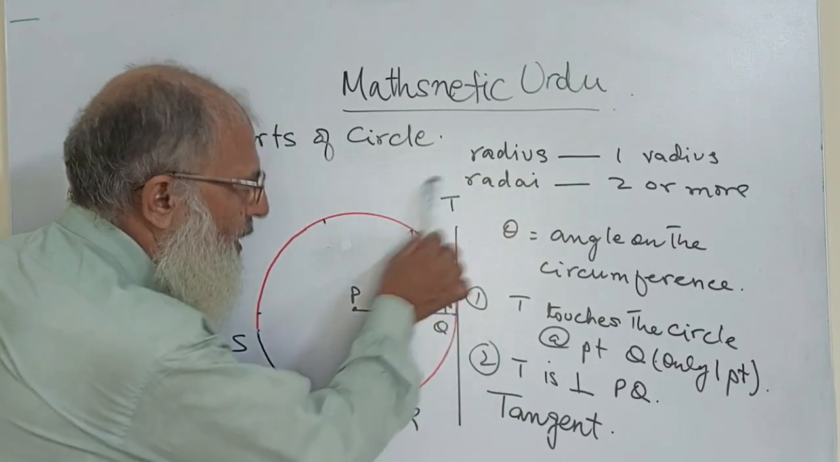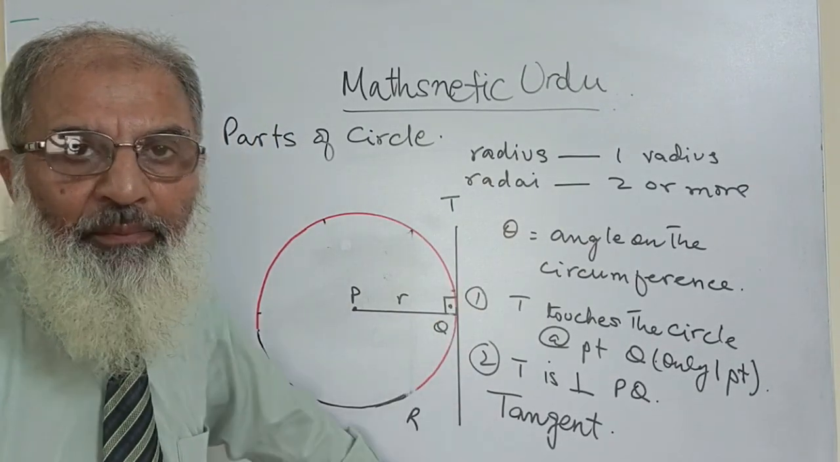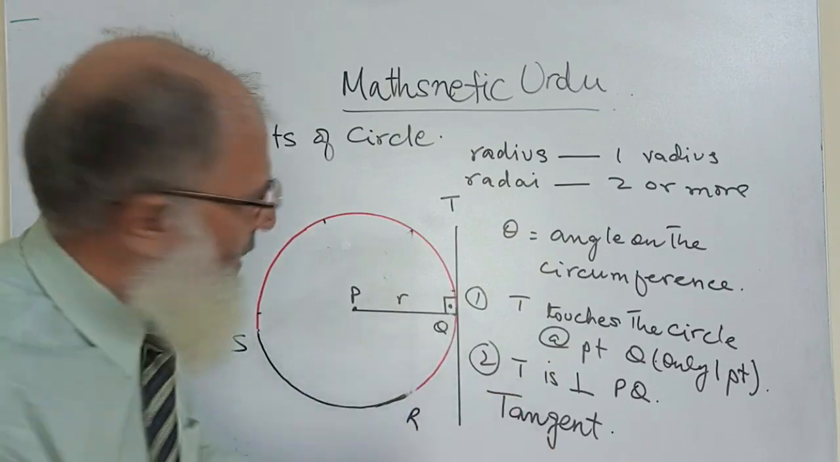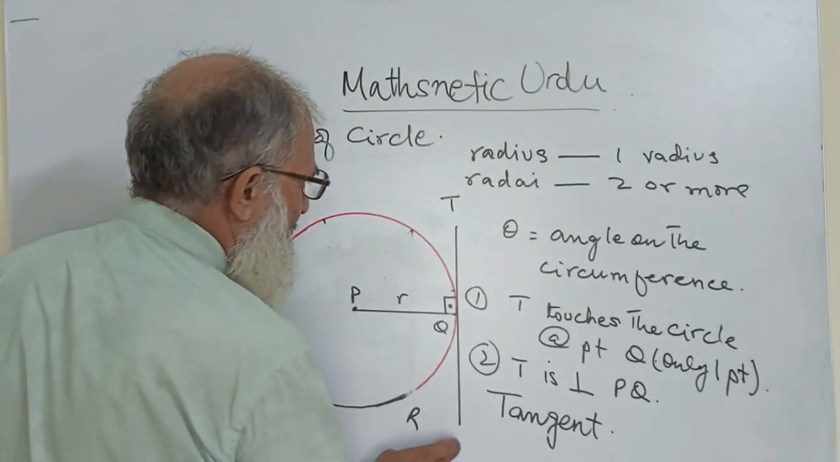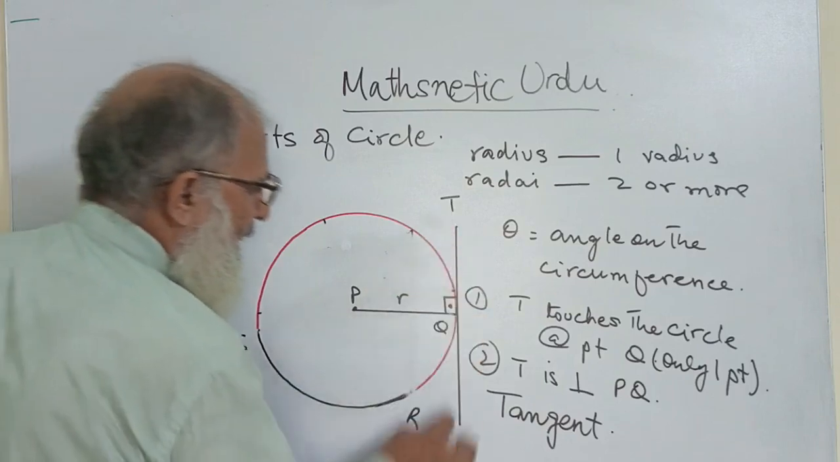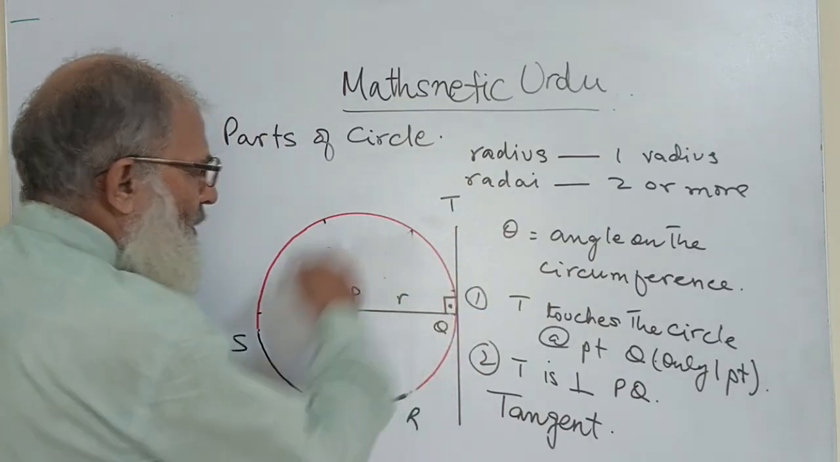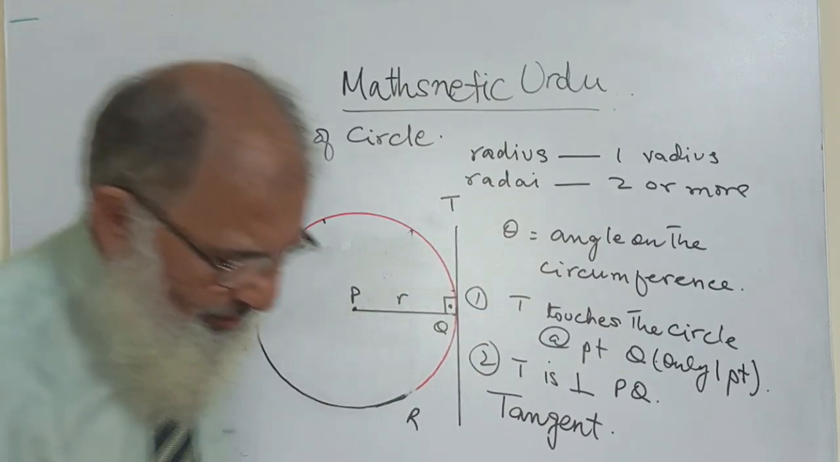So there is a question ahead of us which is coming as a tangent, but remember that this is not the part of the circle. This is not the part of the circle, but it is the allied thing which always comes with the circle.